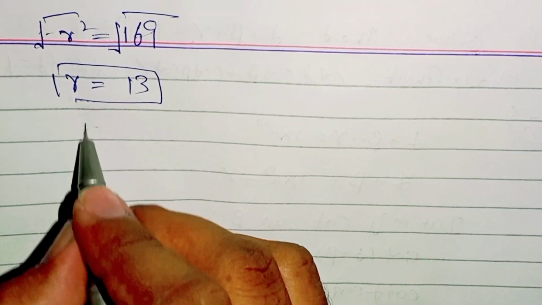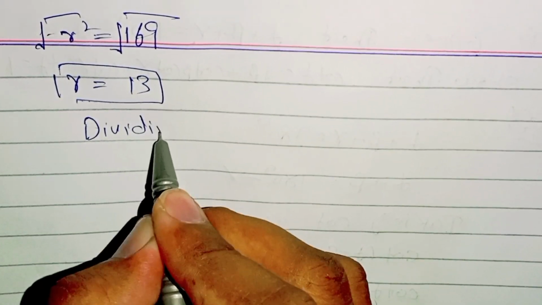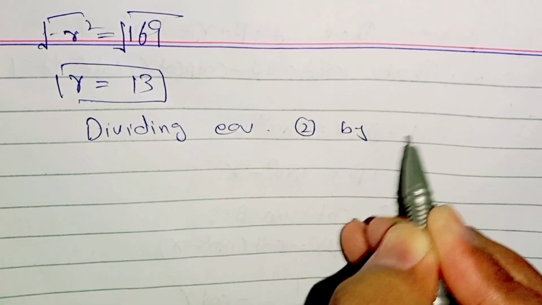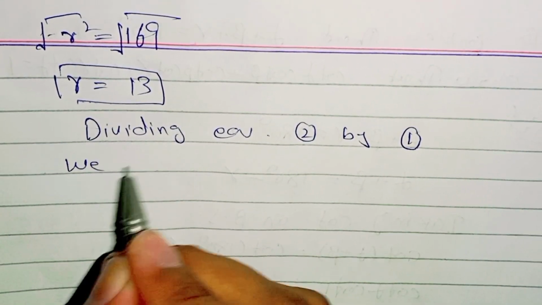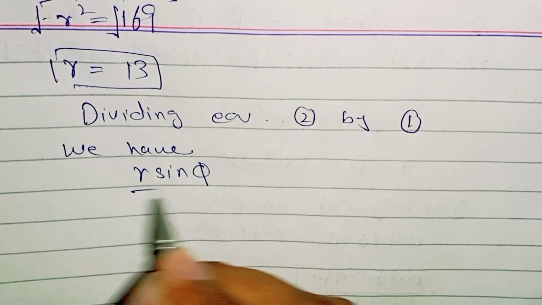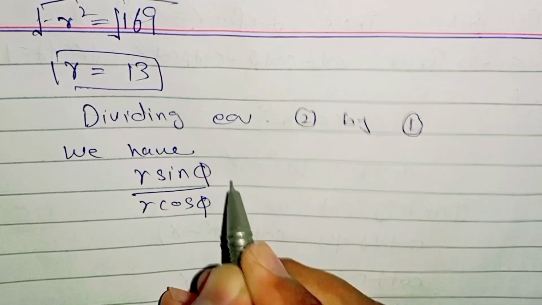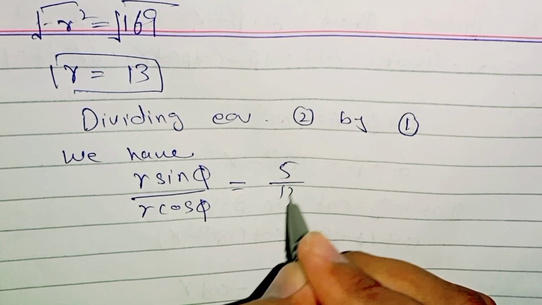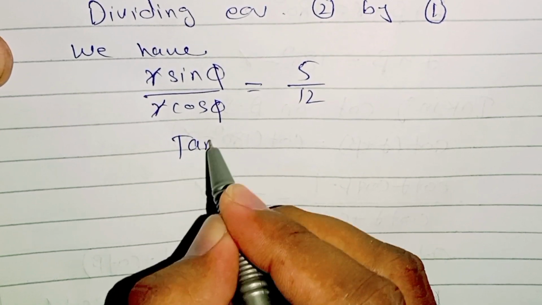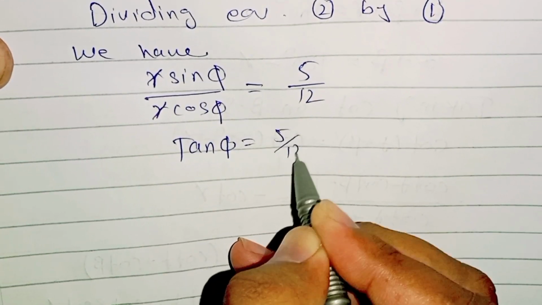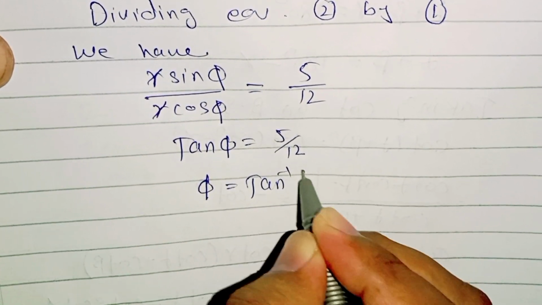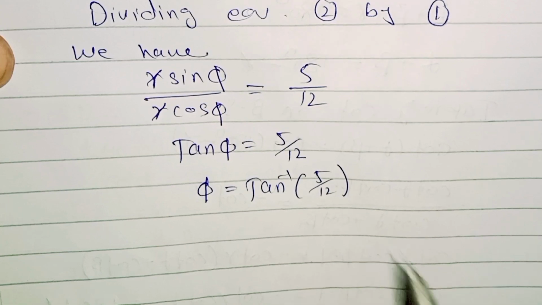Now dividing equation 2 by 1, we have r sin phi over r cos phi equals 5 over 12. r is cancelled out by r, and we have tan phi is equal to 5 over 12, and phi will be equal to tan inverse 5 over 12.